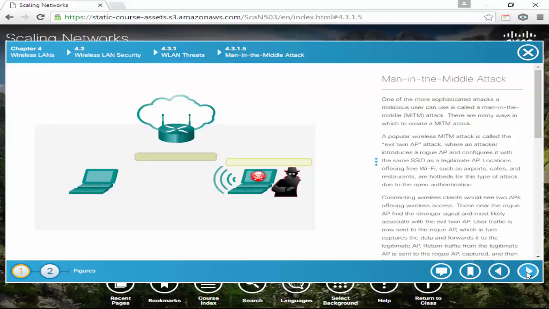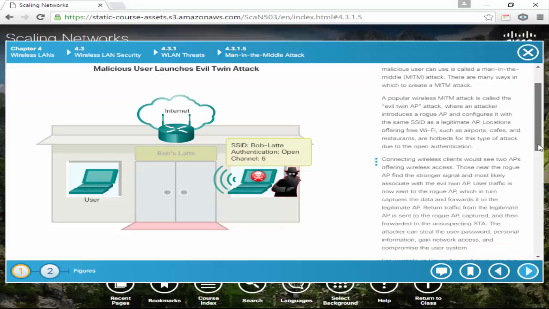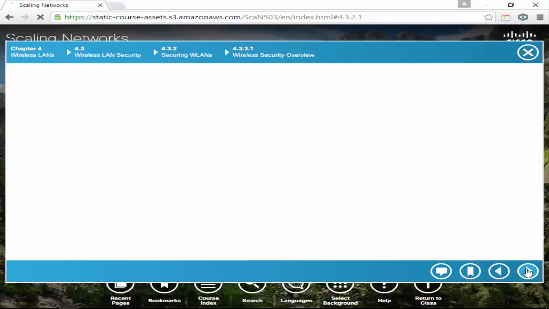Man in the middle is where you intercept the data before sending it on, so you can, you know, get the encryption key to decode, and it's hard to stop. That's why we have to use a lot more than just WPA2 if we're doing something like banks that are using wireless networks. But this is the evil twin, man in the middle, that I was talking about earlier. Take a look at it.